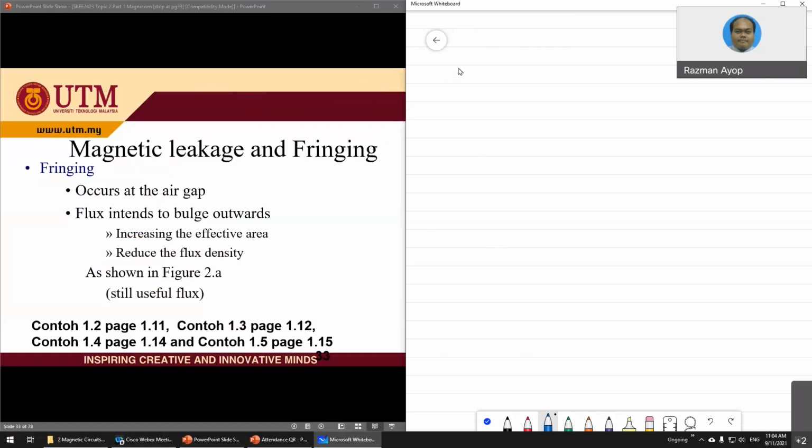You have learned about the flux, and the unit is Weber. And then of course you learn about flux density. The equation is flux divided by the area. The unit is Tesla.